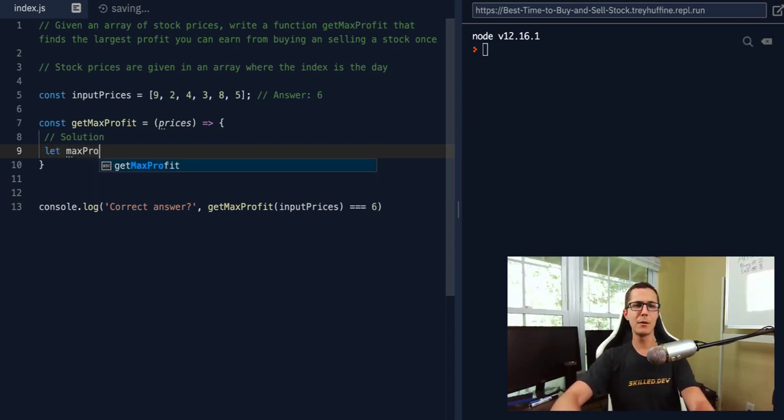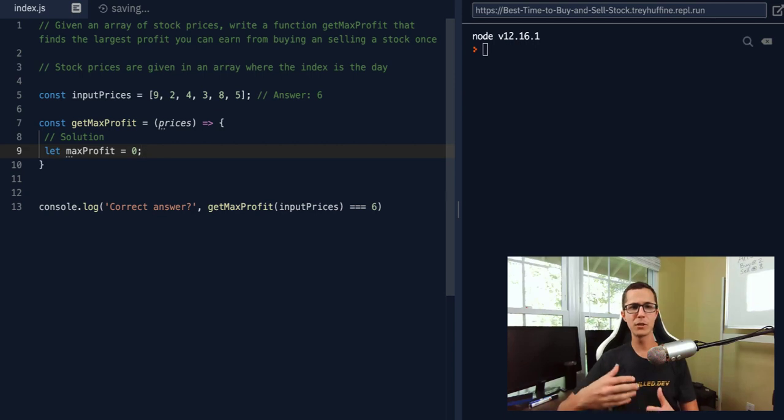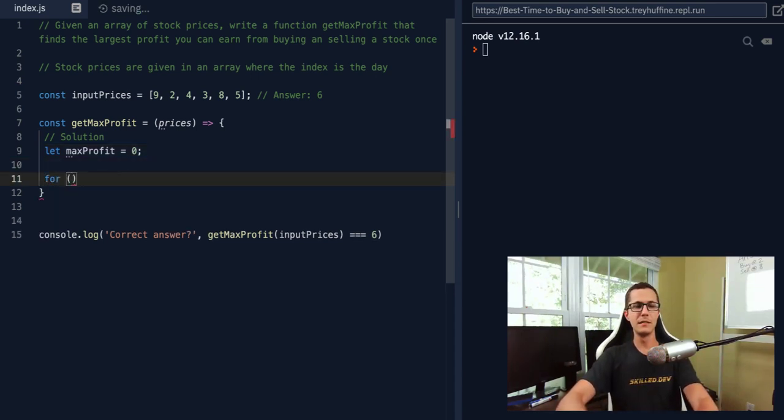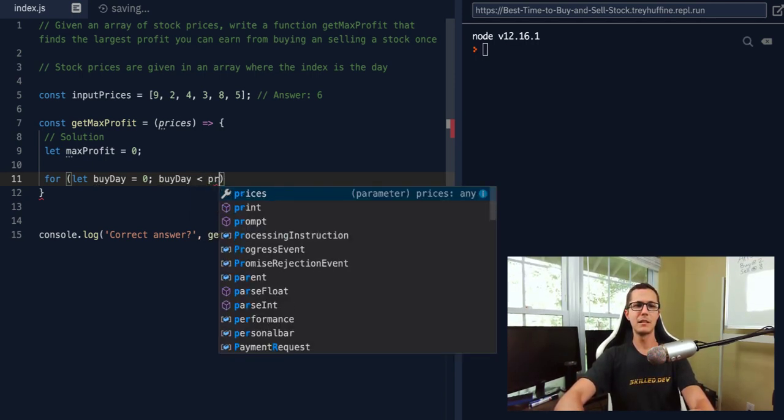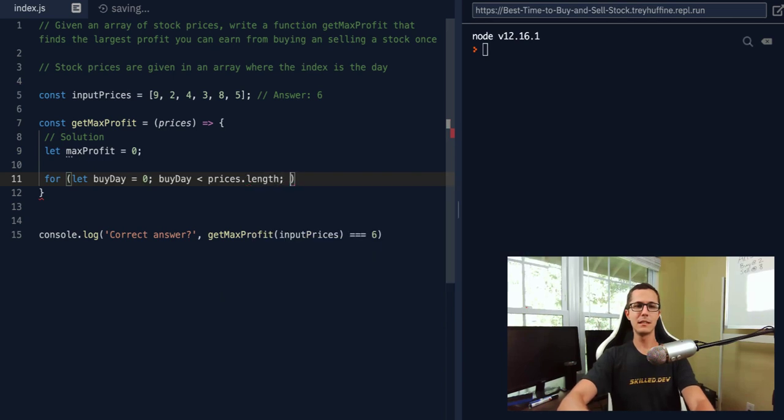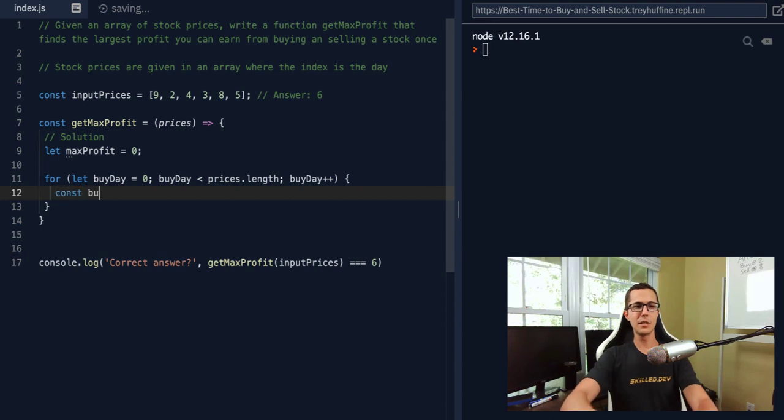First, we'll just say our max profit initializes to 0. So if for some reason we never found a profit, we return 0, which means you didn't buy and sell. Then we say, let's iterate through the buy days. Start at 0. We go through buy day is less than prices dot length. We go through each day. And we'll call the buy price the prices at the index of the buy day.